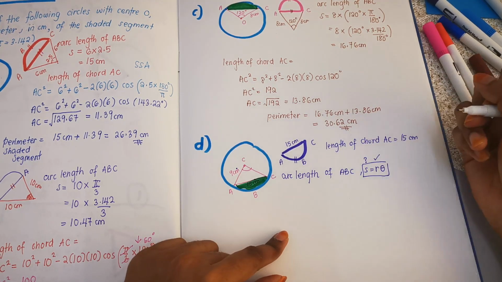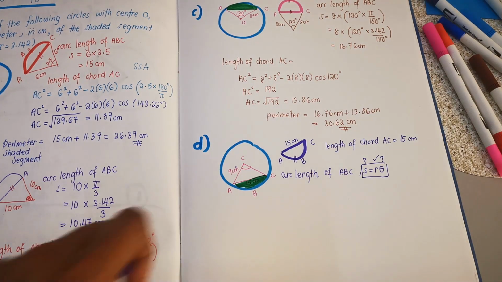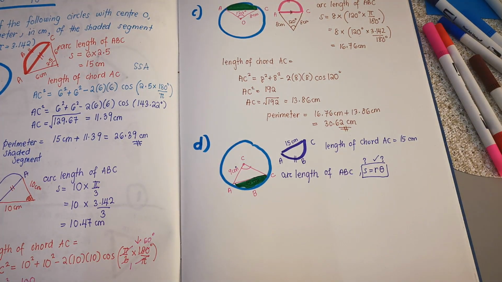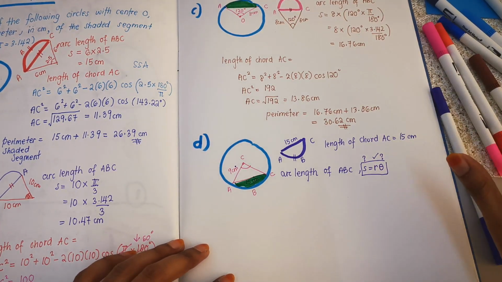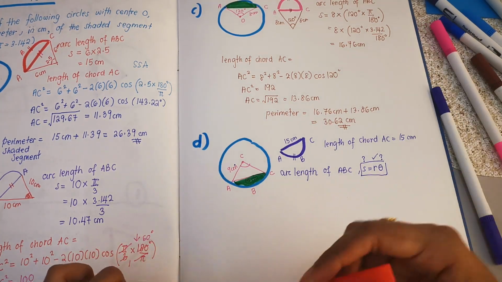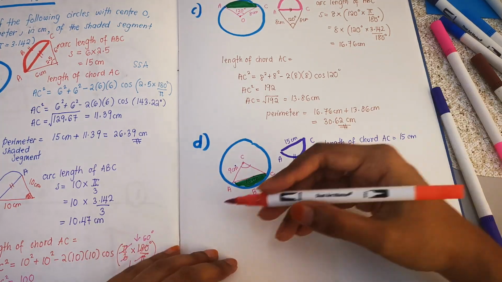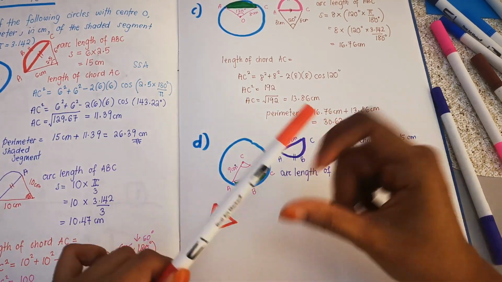The R we have is 9 cm. The theta, it's not there. So how to find the theta? In this case, you can use the cosine rule. Definitely you can use the cosine rule because it's applicable. It's applicable because, just look at the triangle.